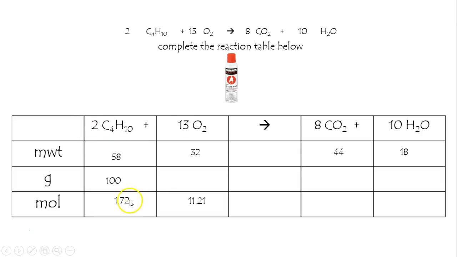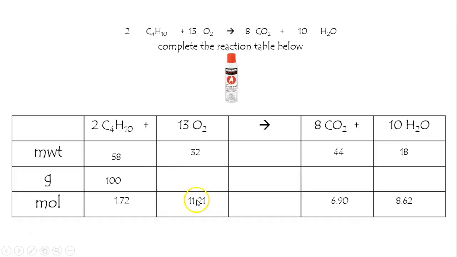It will make 4 times as many moles of carbon dioxide as it starts with in butane. That's 6.9, and 5 times as many moles of water. See how 2 will make 10? That's probably the easiest math right there.